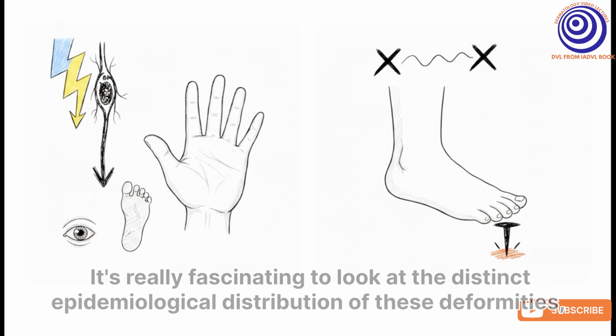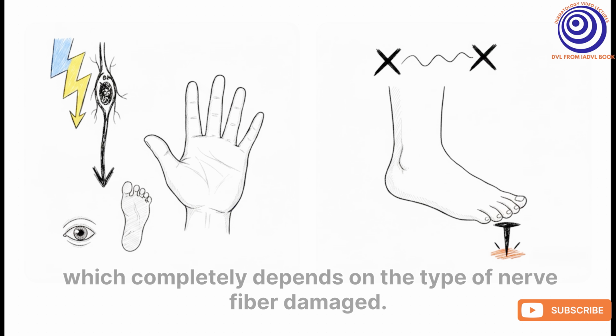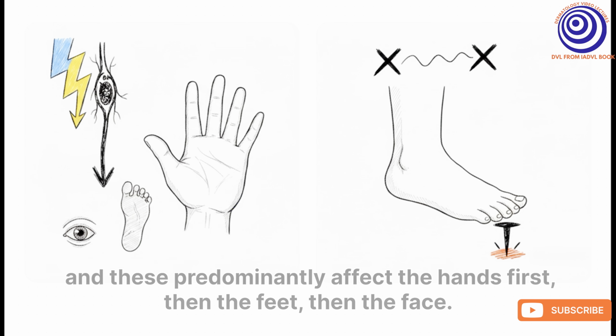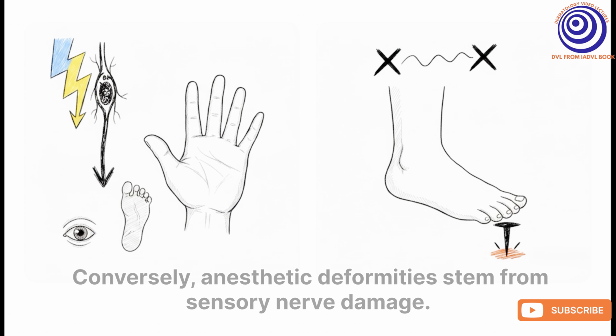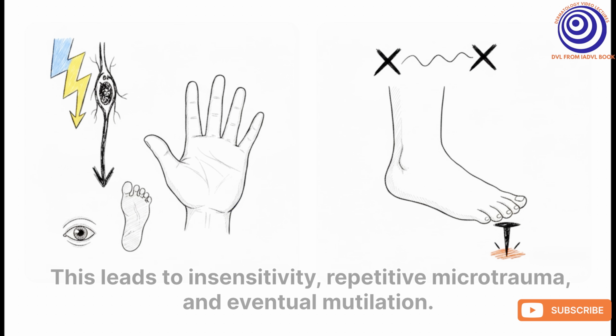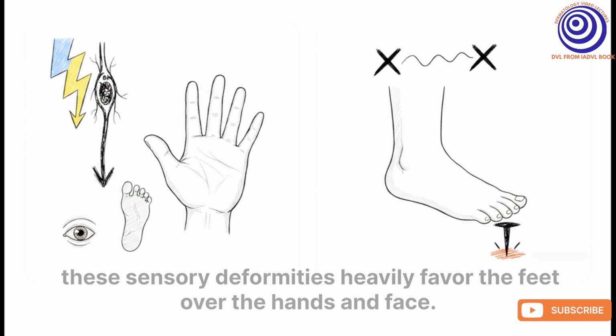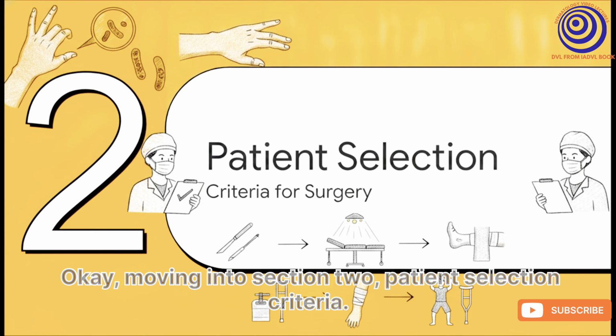It's really fascinating to look at the distinct epidemiological distribution of these deformities, which completely depends on the type of nerve fiber damaged. Paralytic deformities happen from motor nerve damage, like the claw hand or facial palsy, and these predominantly affect the hands first, then the feet, then the face. Conversely, anesthetic deformities stem from sensory nerve damage. This leads to insensitivity, repetitive microtrauma, and eventual mutilation. Because of the massive weight-bearing mechanical stress we put on our bodies, these sensory deformities heavily favor the feet over the hands and face. Okay, moving into Section 2, patient selection criteria.